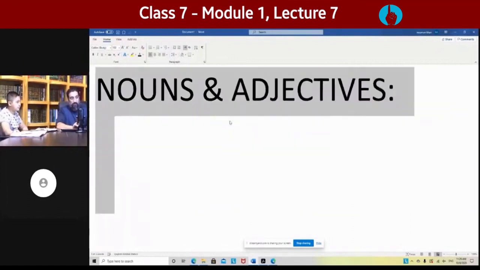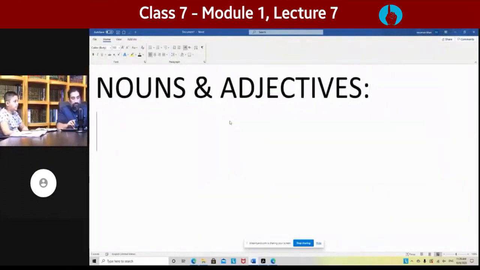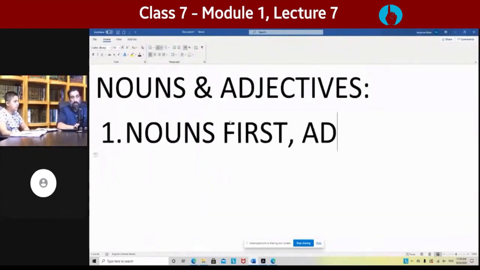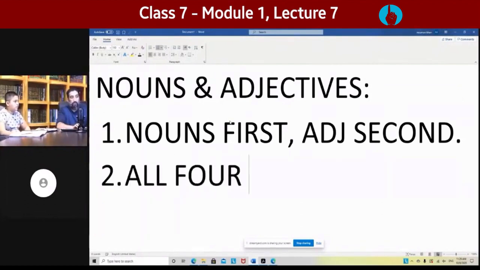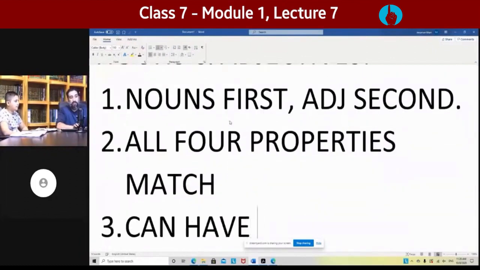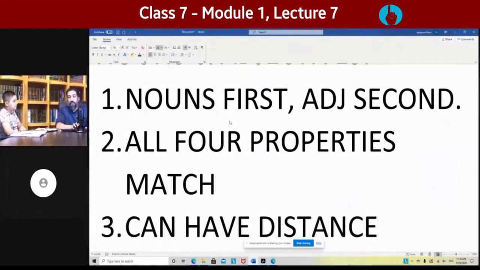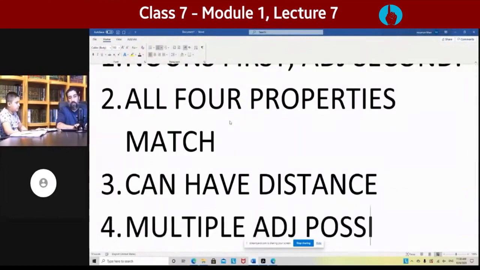You're not writing this yet. I just want you to think through this. Number one, nouns first, adjectives second. In English, it's flipped. How many properties must match? Four. All four properties match. Can they have distance? Yes, they can have distance.